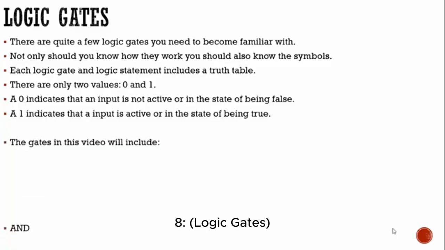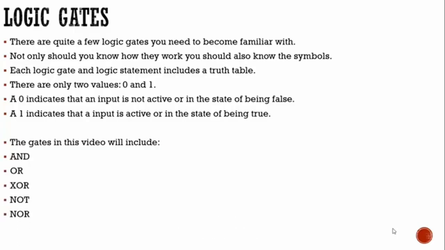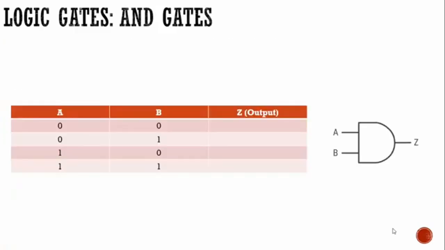Now, the gates in this video are going to include AND gates, OR gates, XOR gates, NOT gates, NOR gates, and NAND gates. We're going to go over all of them. And we're going to start with the AND gates.